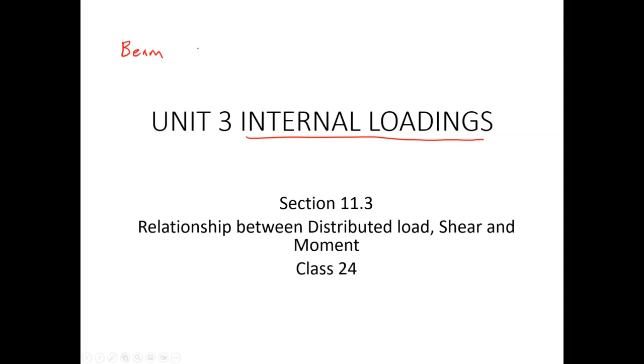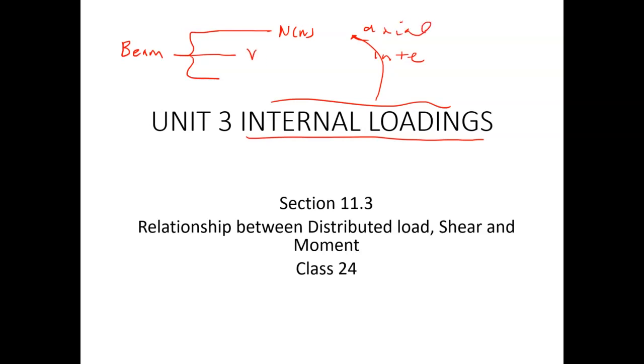Beams resist deformation by the action of bending, and there are three types of internal loads in beams. They are N of X, that is the axial, and V of X, that is the shearing. For both the first and second, the unit is Newton, and the third one is the bending moment, M of X, and the unit is Newton meter. So this week we want to find the relationship between all these.